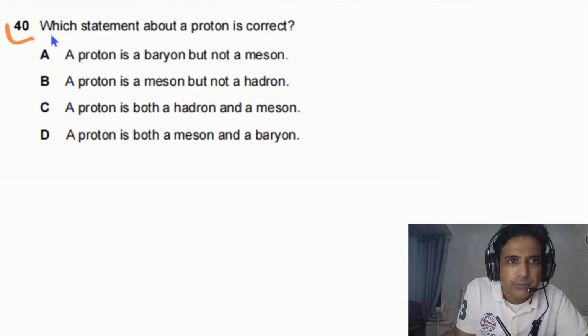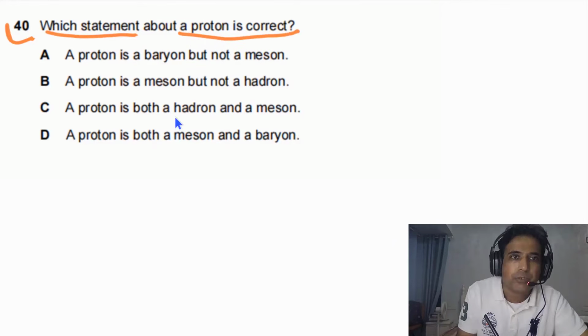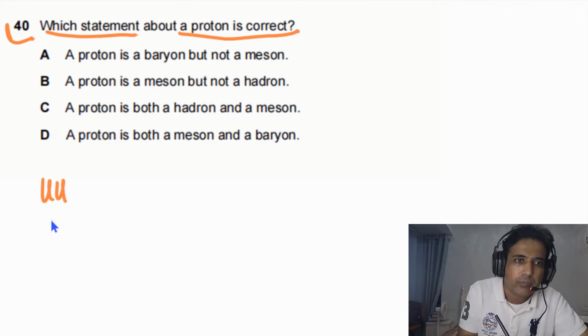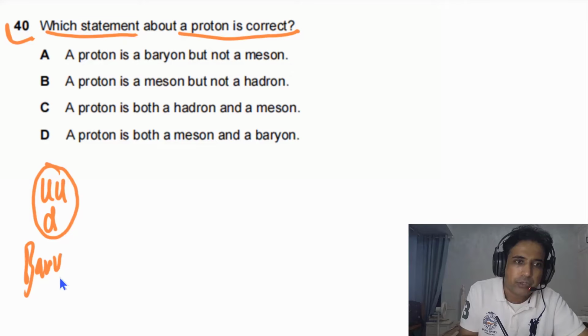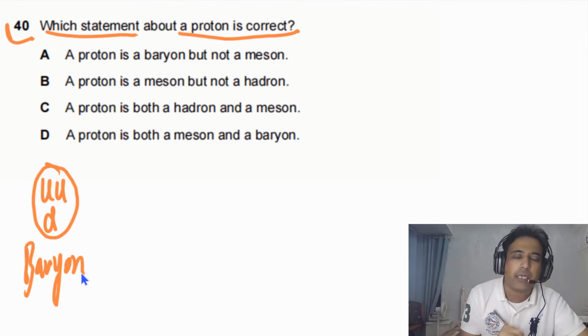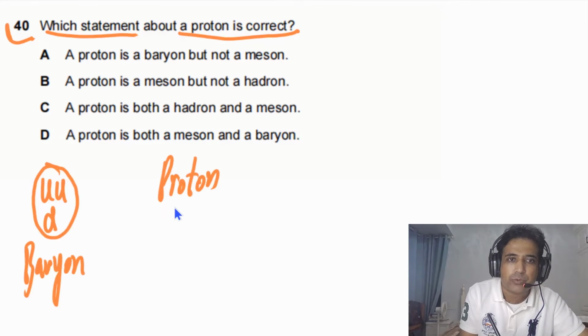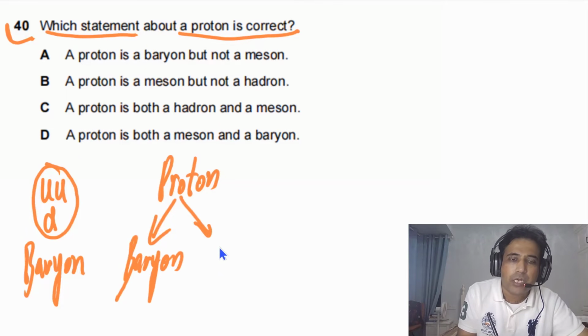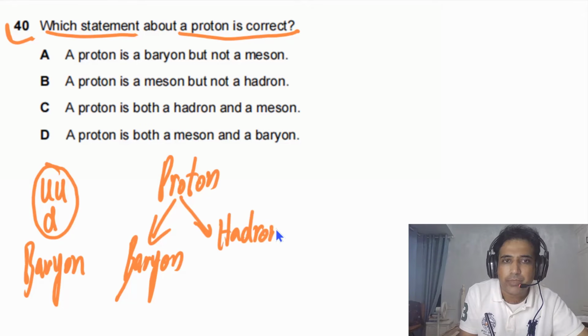Question 40 says, which statement about a proton is correct? Proton consists of 3 quarks. It consists of 2 up quarks and 1 down quark. So proton is baryon because baryons consist of 3 quarks or antiquarks. And proton is also hadron. So proton is baryon and proton also belongs to hadron family because protons experience strong nuclear force.